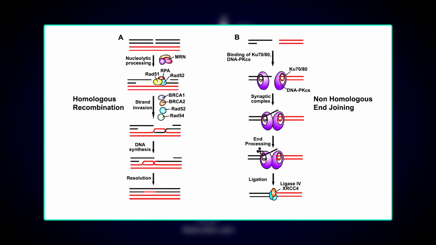Non-homologous end joining, or NHEJ, is a pathway that repairs double-strand breaks in DNA. NHEJ is referred to as non-homologous because the break ends are directly ligated without the need for a homologous template, in contrast to homology-directed repair, which requires a homologous sequence to guide the repair.